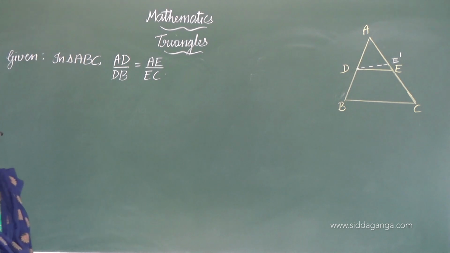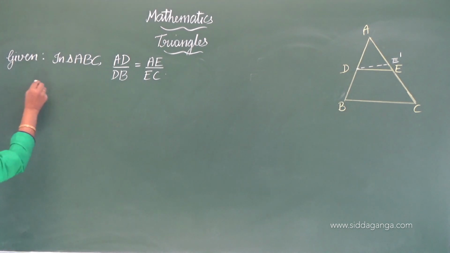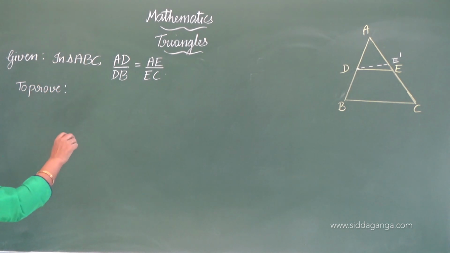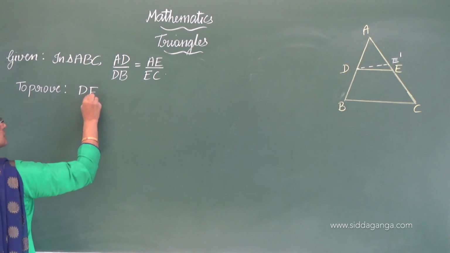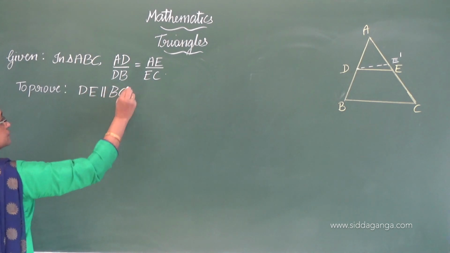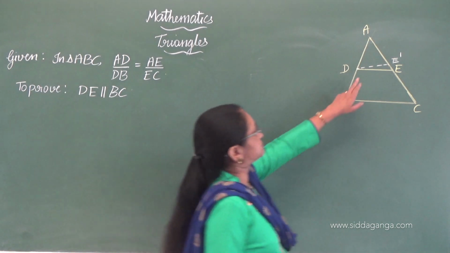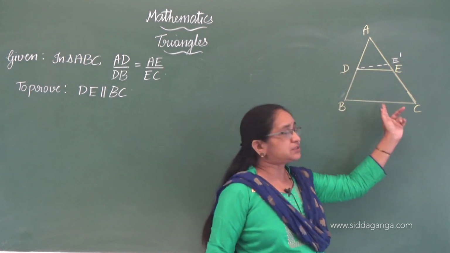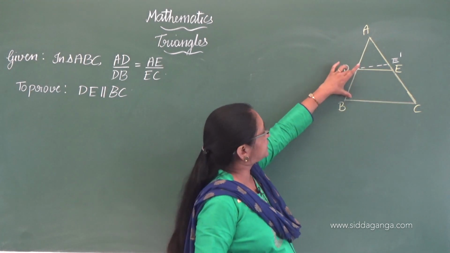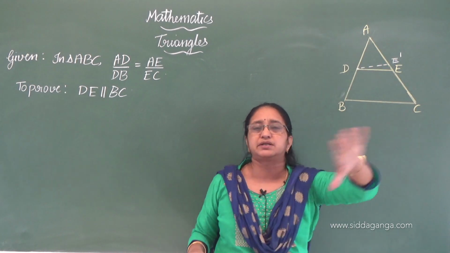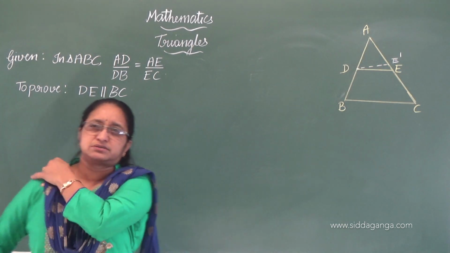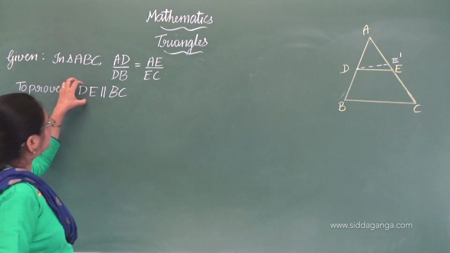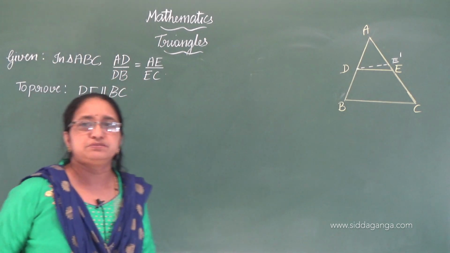Okay. If the line divides, then what do you have to prove? You have to prove that DE is parallel to BC. In BPT, we knew that DE is parallel to BC, then we needed to prove that AD by DB is equal to AE by EC. But here it is the converse. So, we have AD by DB is equal to AE by EC, and we have to prove that DE is parallel to BC.